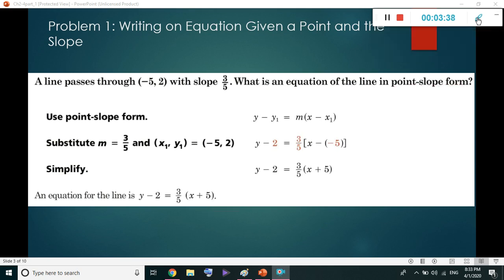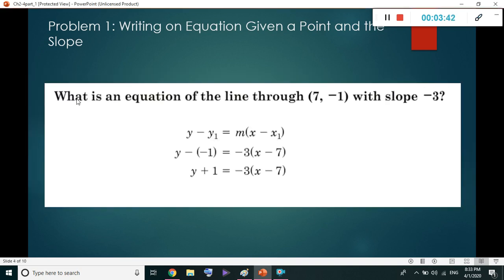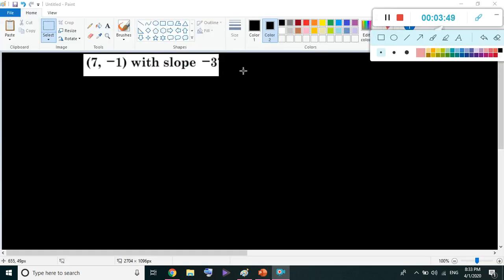Okay, let's go for the second example, which is: what is the equation of the line through (7, -1) with a slope of -3? Let's solve it together. They gave us the point and they gave us the slope. They want us to write it in point-slope form, which is y minus y1 equals m times x minus x1.